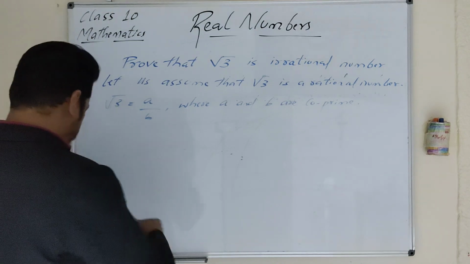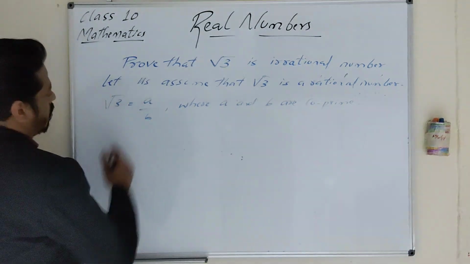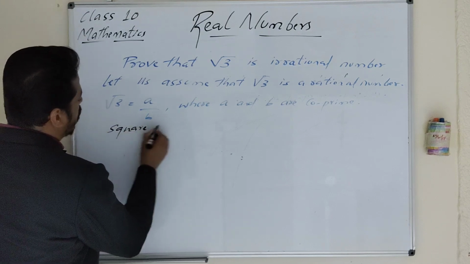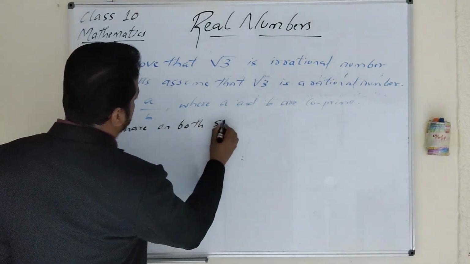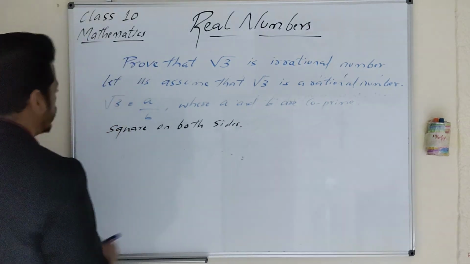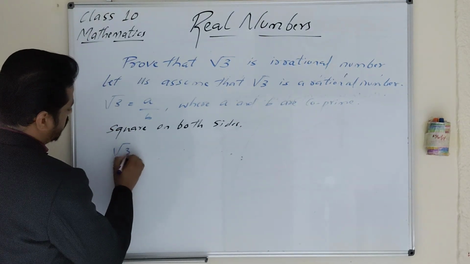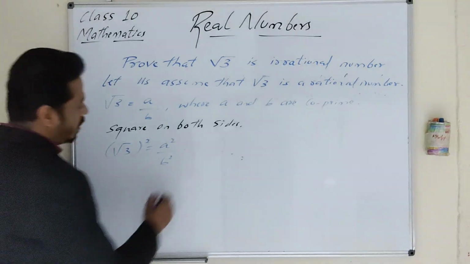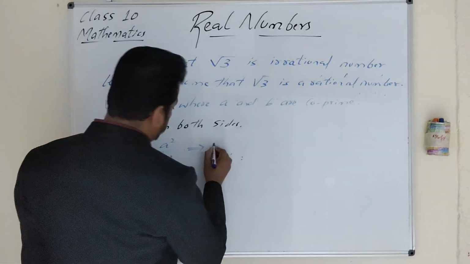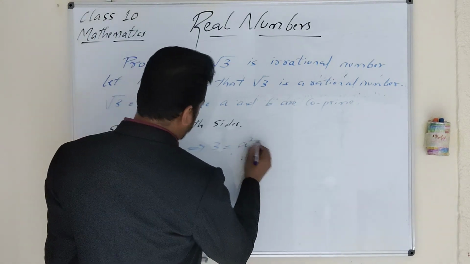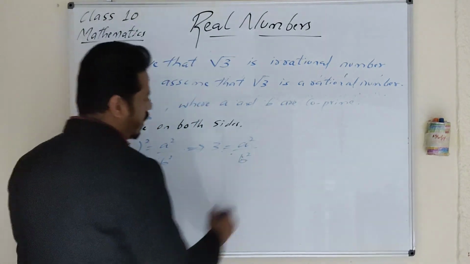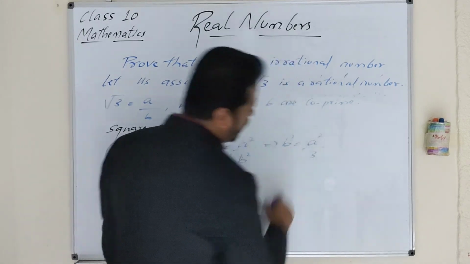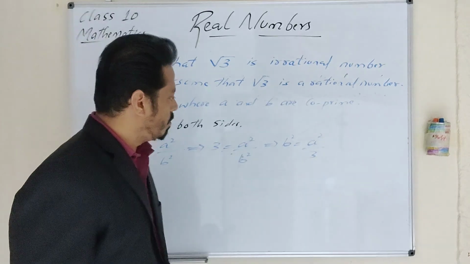Now here you're going to square this on both the sides. So when you square it on both sides, it will be written as root 3 squared equals a square by b square. So this is also equal to 3 equals a square by b square. In this way, you can write b square equals a square by 3.